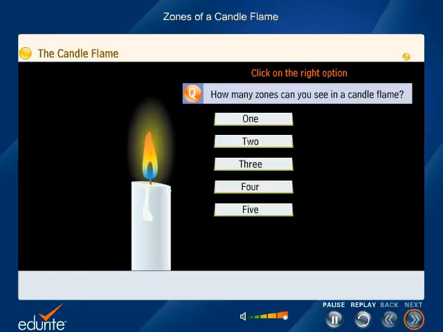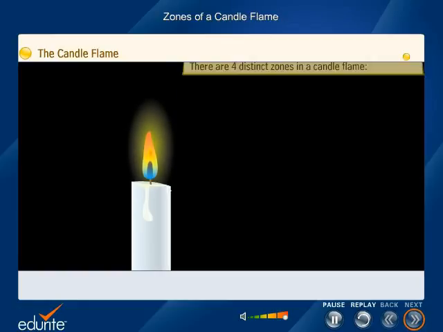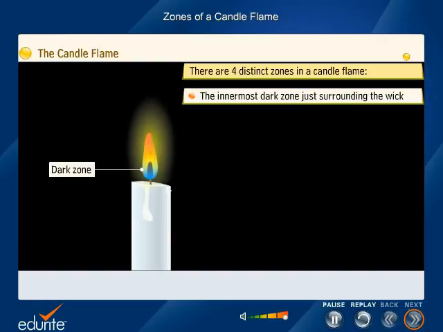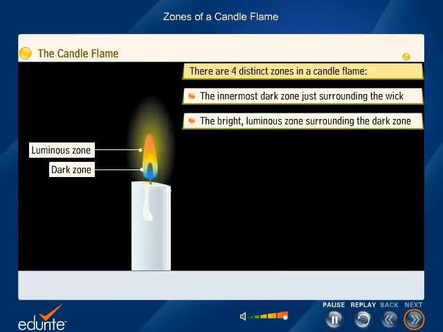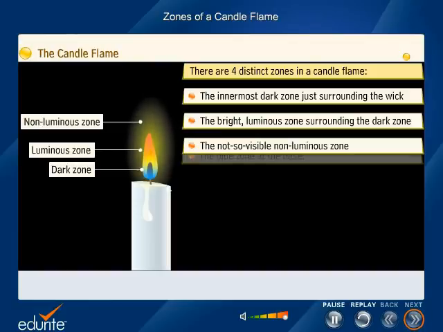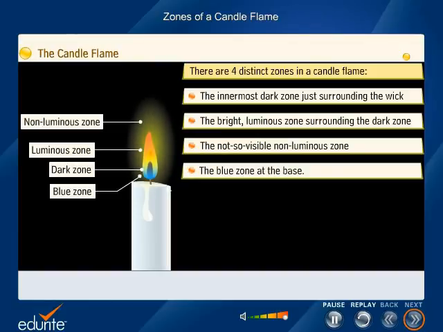A flame can be described to be hollow. There are 4 distinct zones in a candle flame. The innermost dark zone just surrounding the wick, the bright luminous zone surrounding the dark zone, the not-so-visible non-luminous zone, and the blue zone at the base.